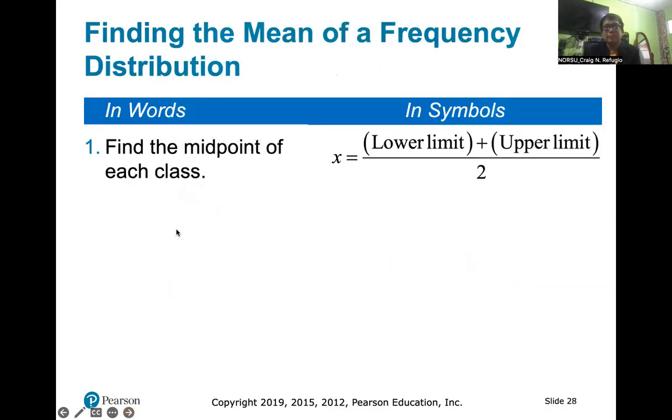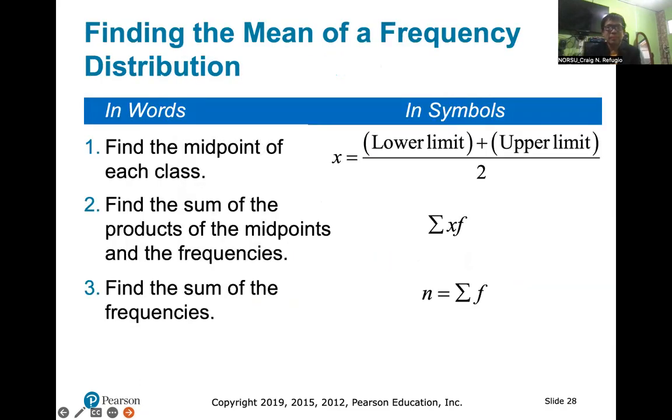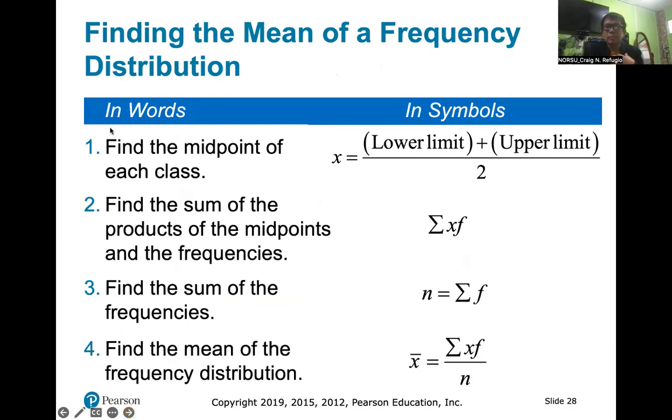So we look at some of the steps that you are going to consider, in words and then in symbols. Number 1, find the midpoint of each class: x is equal to lower limit plus upper limit divided by 2. Number 2, find the sum of the products of the midpoints and the frequencies, that's summation of xf. Number 3, find the sum of the frequencies, that is, small letter n is equal to summation of f. Then find the mean of the frequency distribution, and that is x bar is equal to summation of xf divided by small letter n.